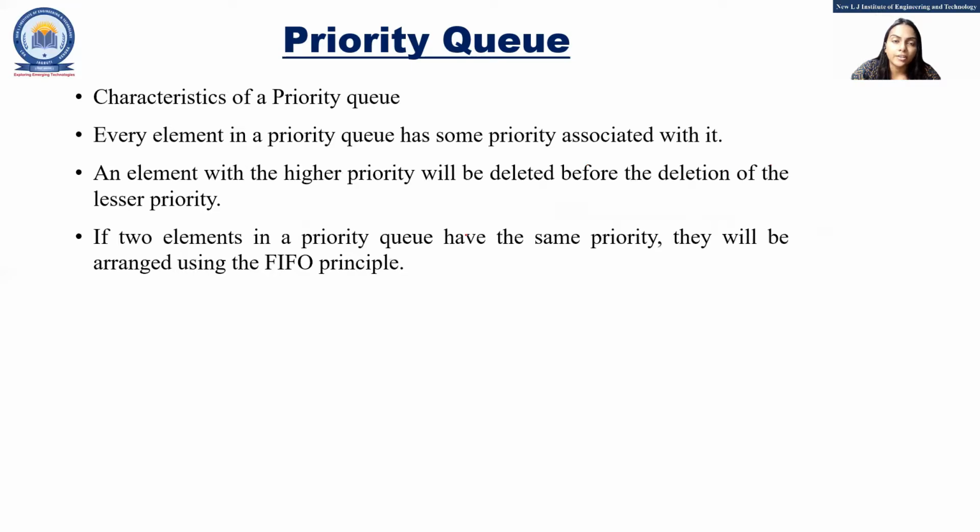Now, the different characteristics of priority queue: first is that in a priority queue, every element has some priority associated with it. So an element with higher priority will be deleted before the deletion of one with less priority. Deleted, in the sense, it will be executed. So once it moves out of the queue, it will be executed with respect to the operating system, right? We have just seen this example.